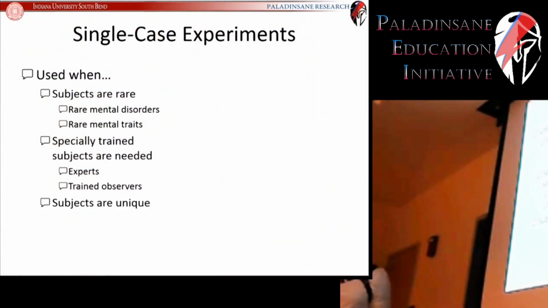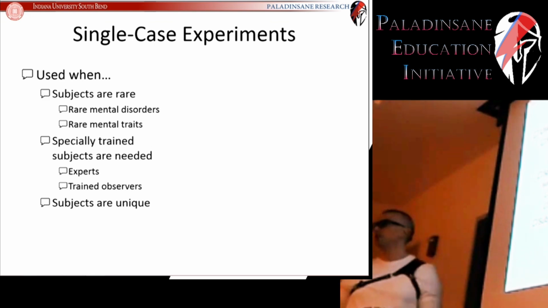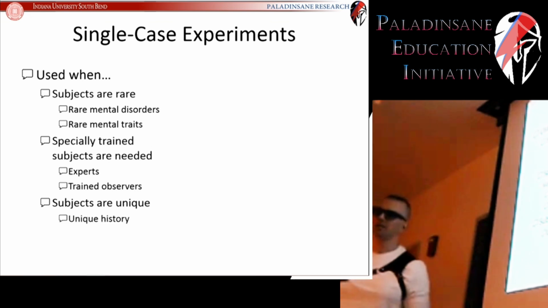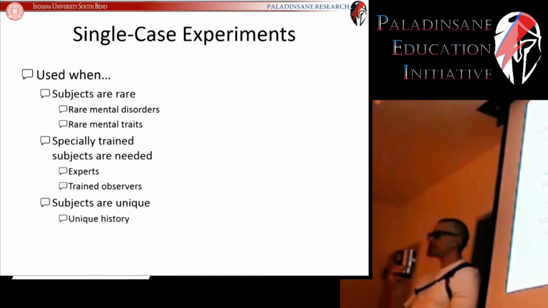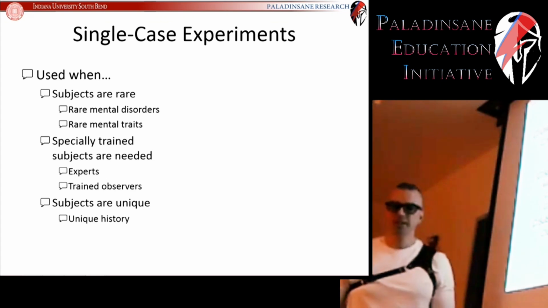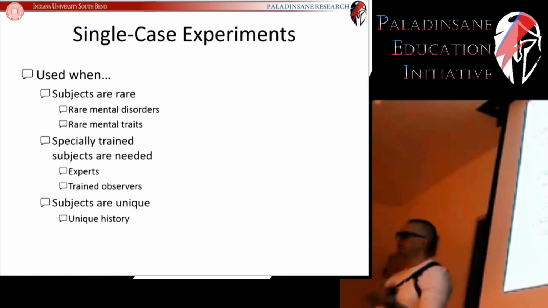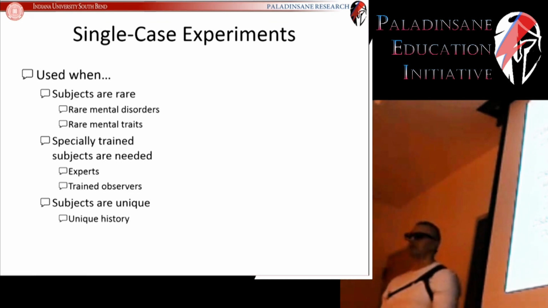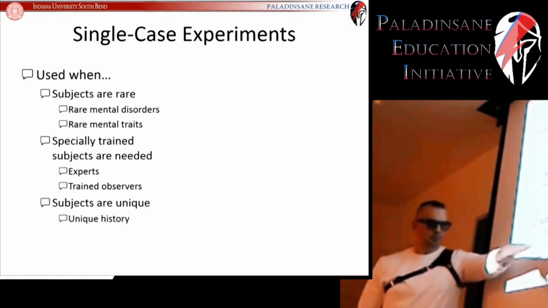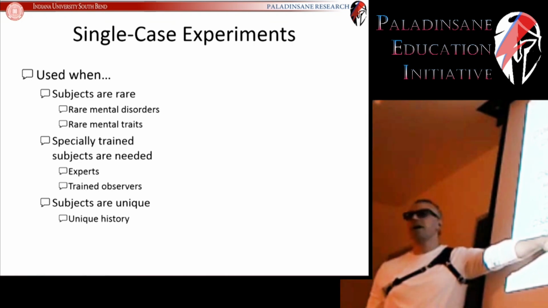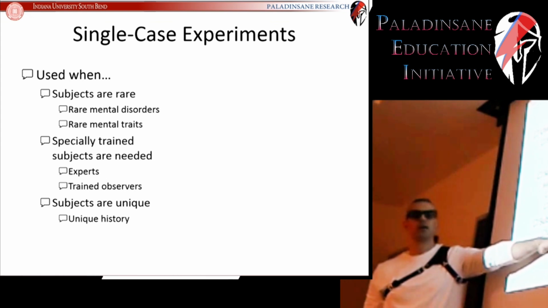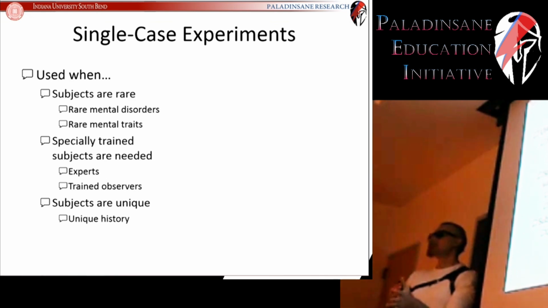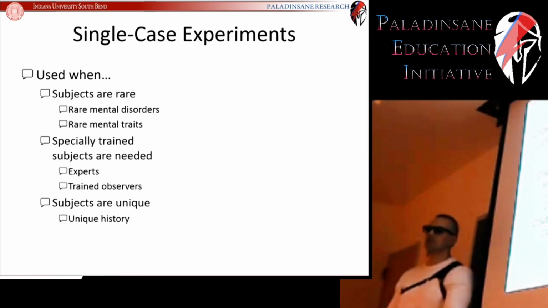All right, and then sometimes your subjects will be unique. So they're not just rare, they're literally one of a kind. And oftentimes that has to do with the fact that you're dealing with subjects with a unique history. And this often happens when you're dealing with clinical treatments. So if you're treating somebody for a mental disorder, if you're treating somebody for a mental illness, a lot of times that mental illness was produced via a unique history that person and that person alone experienced. And then you develop your treatment based on that unique history. You develop a treatment that will really work for this one person only.